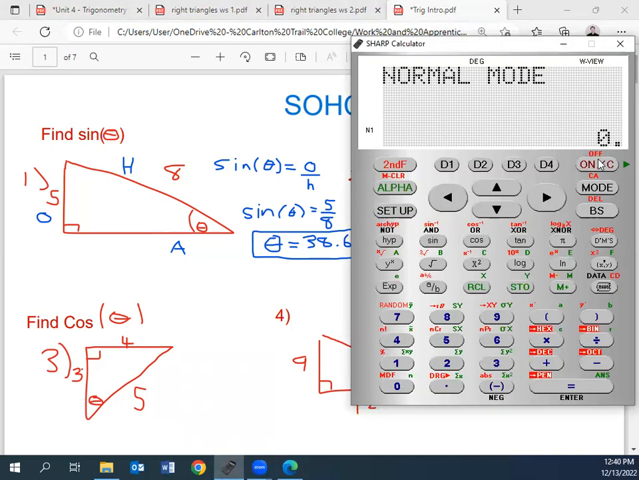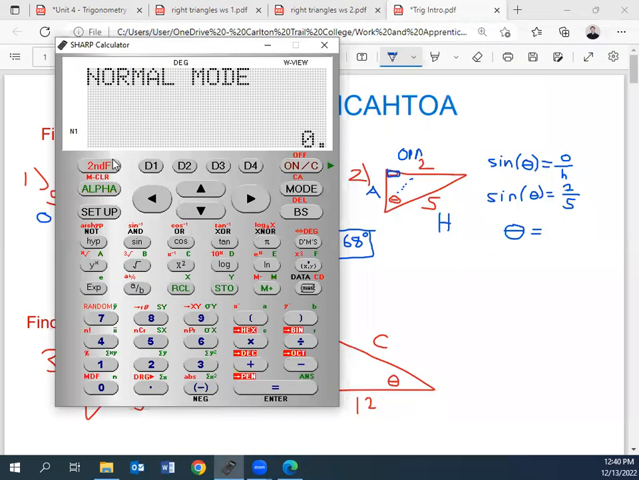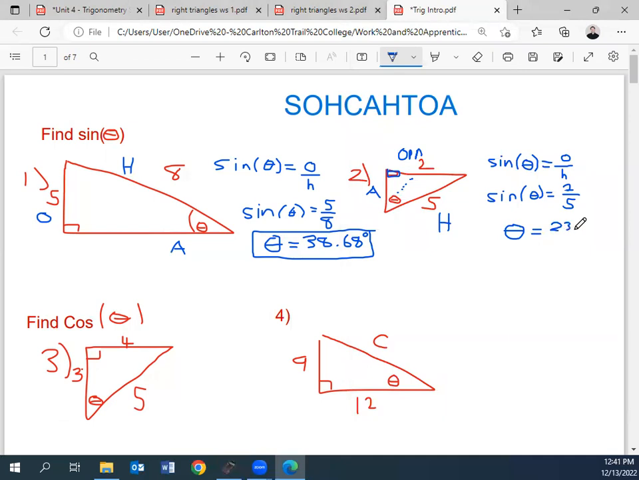And how'd you get that? Yeah, so you took the inverse of sine, you did that second function, and then you just put that fraction in there, right? So second function sine, and then 2 over 5, you get 23.58 degrees. Cool. Is that making some sense?